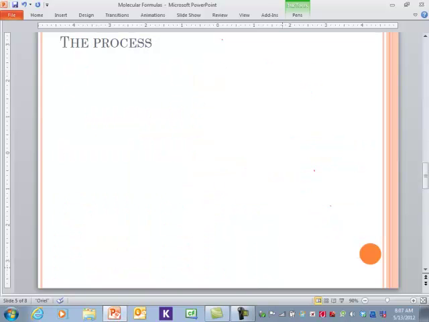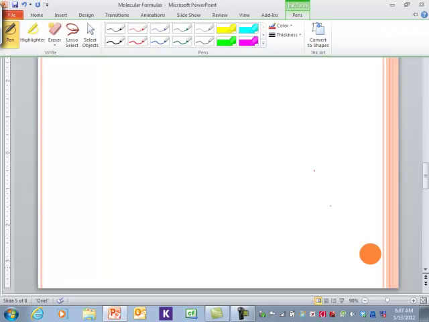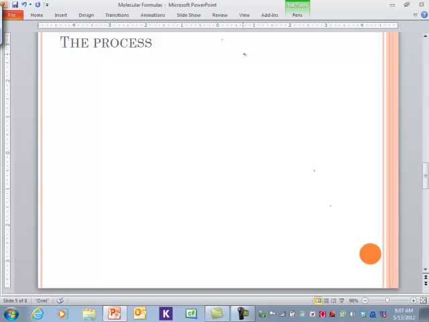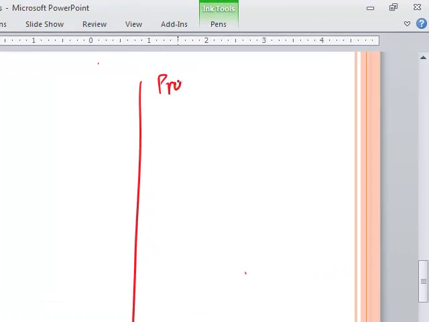Let's take a look at how the process works. We'll list it down into steps. As I said before, those are the processes, and I'll give you an example for that.